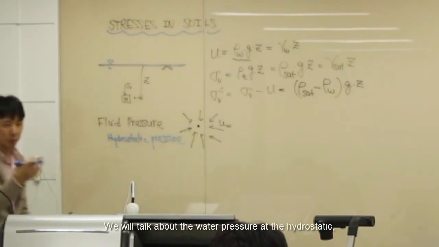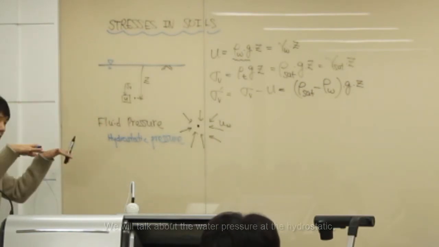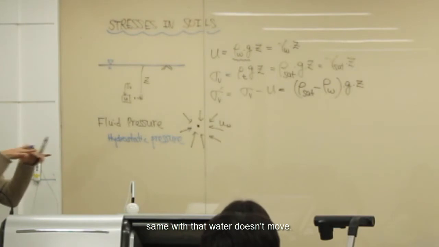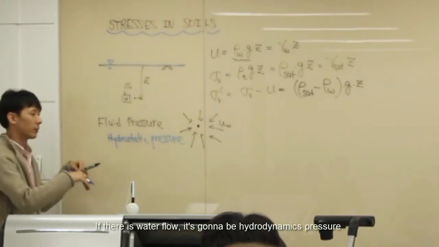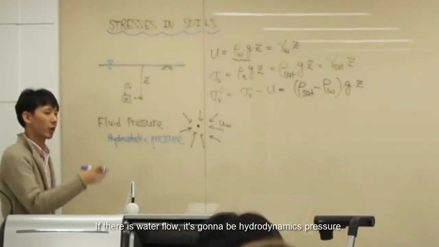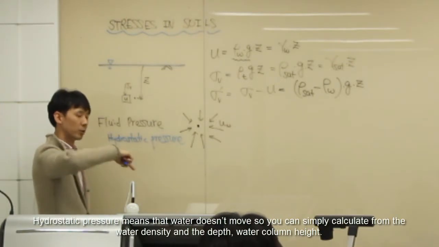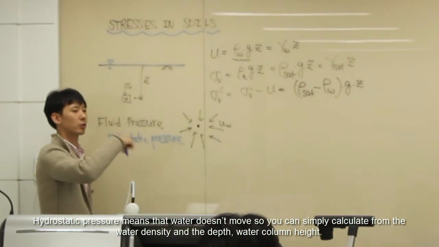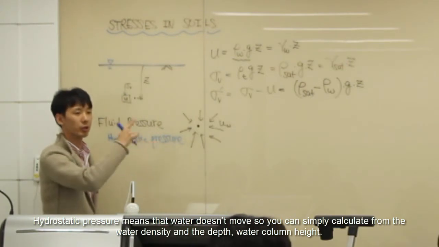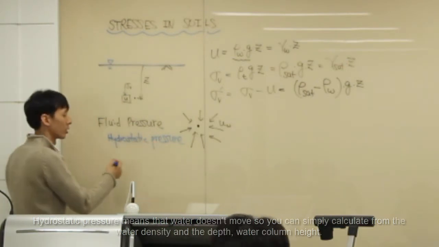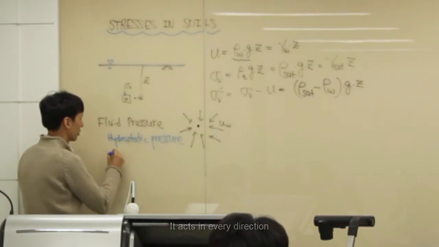When you talk about water pressure, it's hydrostatic. Static means that the water doesn't move. And if there's a water flow, then it's going to be hydrodynamic pressure. But hydrostatic pressure means that the water doesn't move, so you can simply calculate it from the water density and the depth, the water column height.